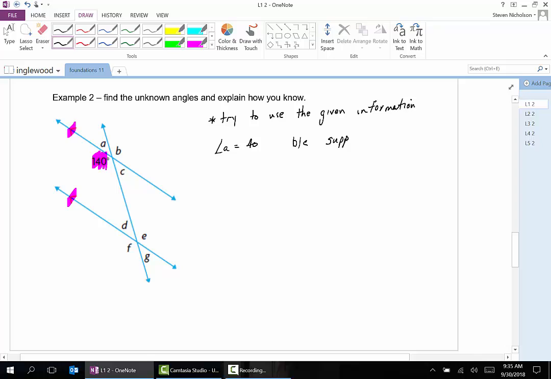So I'm just going to shorten it a little bit. It is supplementary to 140 degrees. So this is the idea of we can actually use the 140. Angle B is equal to 140 degrees because it is opposite to our given angle, 140. Angle C is equal to 40 degrees because, again, it is supplementary to the 140.